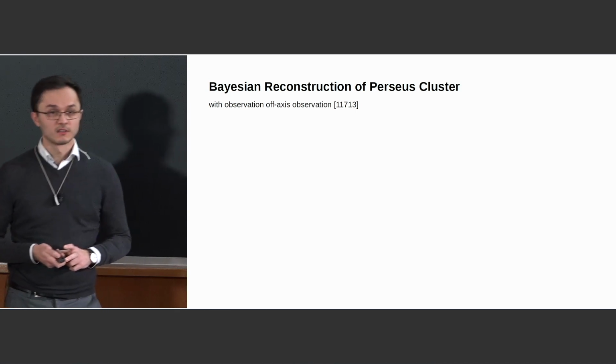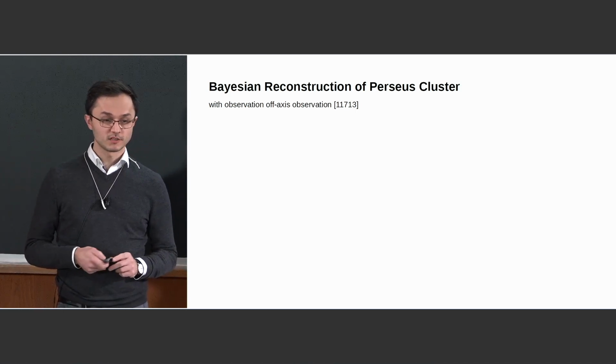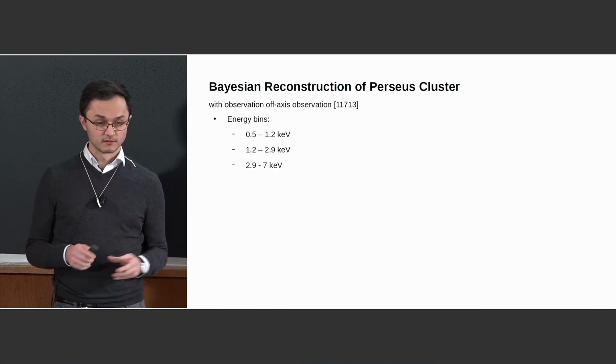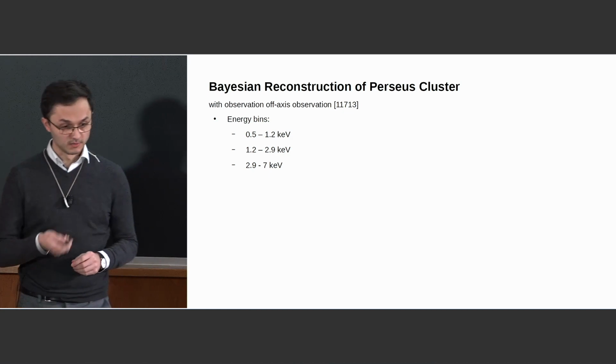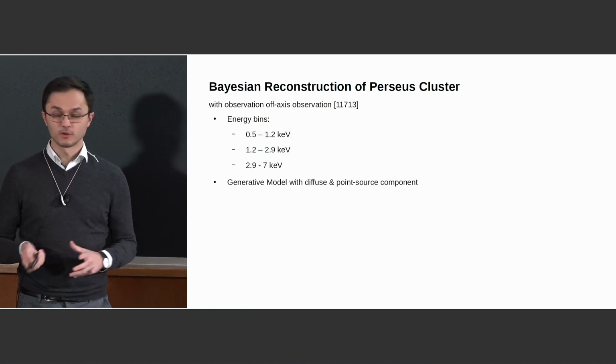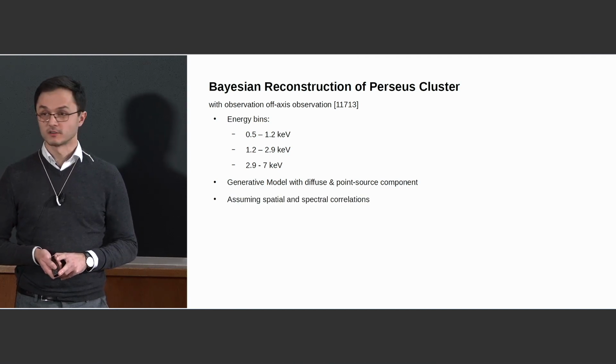So then we tried to apply this to real data. We wanted to image the Perseus cluster. Therefore, we basically binned the data into 3 energy bins, namely these ones, and wrote a generative model for a diffuse and a point source component. And then we assumed spatial and spectral correlations.